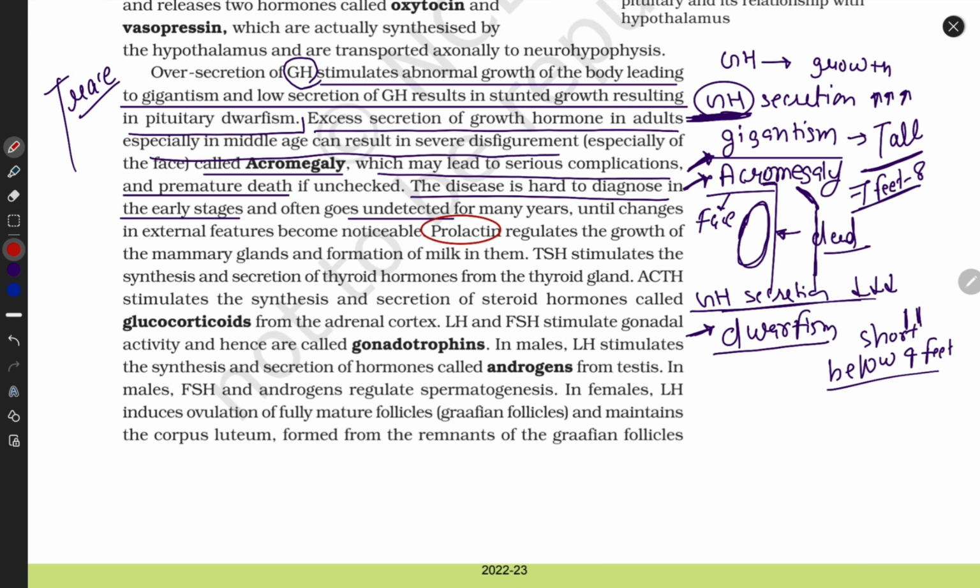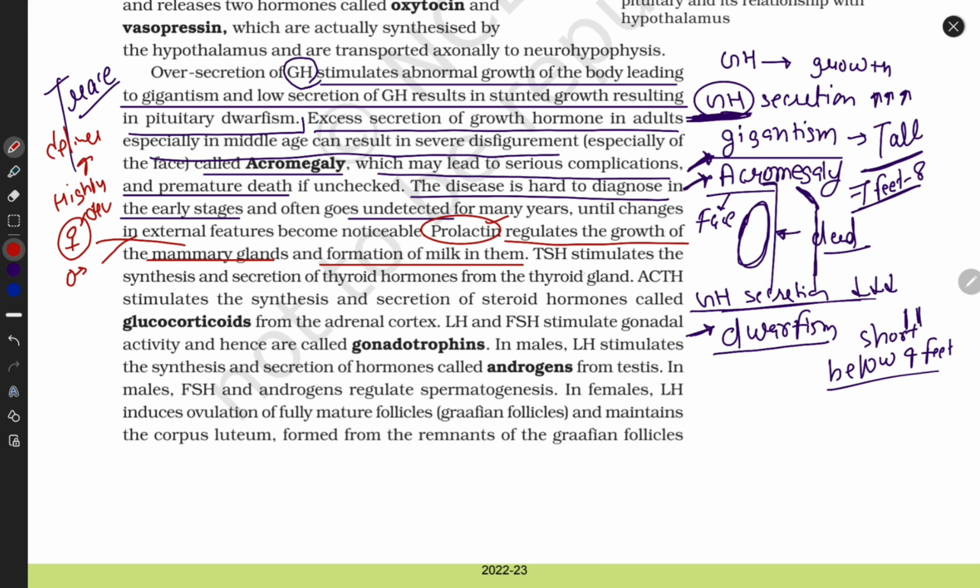We call it prolactin. What does it do? Prolactin regulates the growth of the mammary gland. This mammary gland is present in both female as well as male, but in female it is highly developed, and it forms milk. After delivery, milk comes out from the mammary glands.